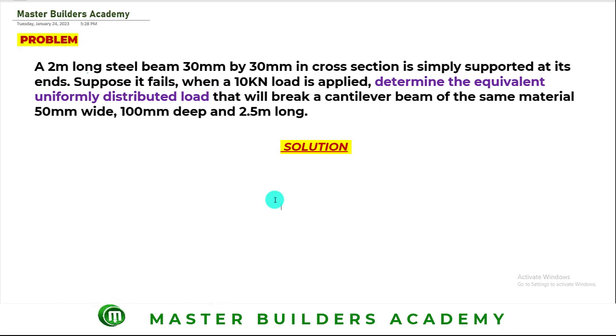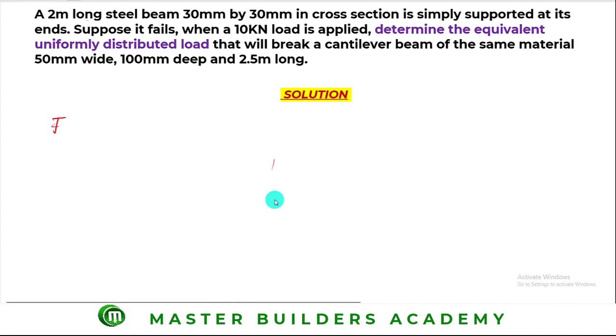So guys, as you can see from this question, we have two types of beam here, and we are comparing one to another. The first type of beam mentioned here is a simply supported beam, and this simply supported beam is to support a point load of 10 kilonewton. All right, so we will take the simply supported beam and bring out the properties.